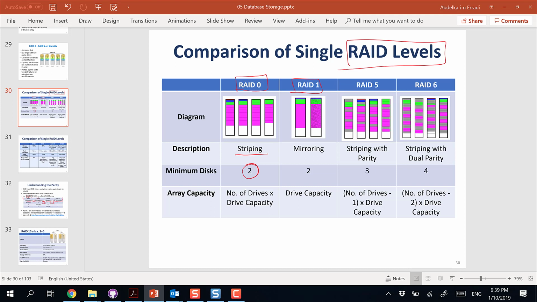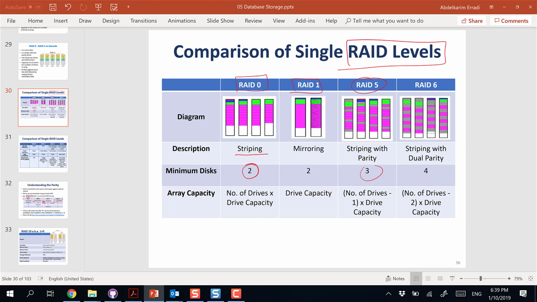Now RAID 5 needs at least 3 disks. Whenever I write some blocks, I also XOR them and store the computed value of the XOR. It's called the parity. I store it on one of the disks, and the disk where I store it I keep moving in a round robin fashion. So the capacity of this RAID 5 is the number of disks minus 1, because 1 will always be stored as parity, not a fixed one.